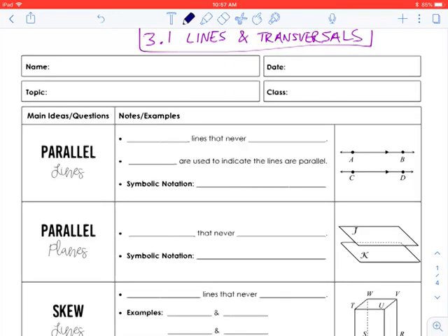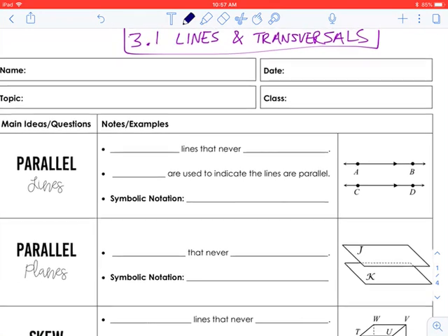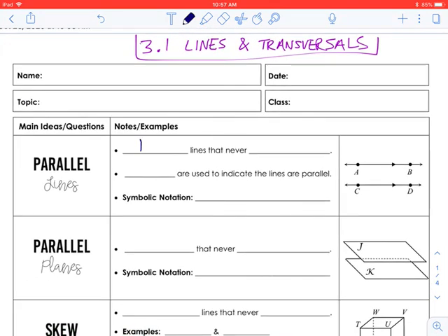All right, geometry. So we're talking about lines and transversals today. This is the new chapter, chapter 3, starting out with parallel lines. Parallel lines you've probably seen before in algebra, but that's just two lines that never intersect. Or in other words, they go in the same direction.